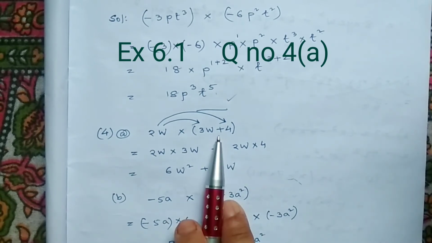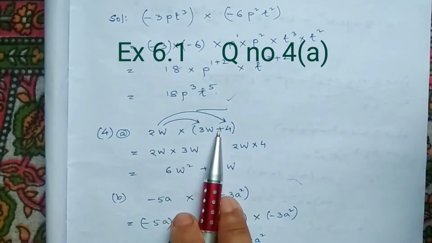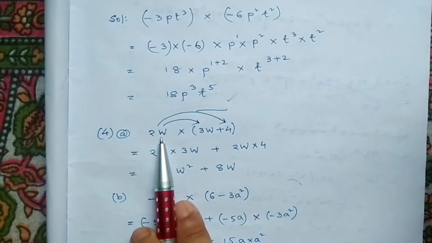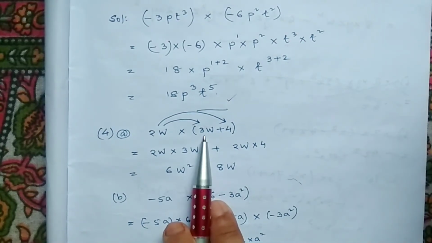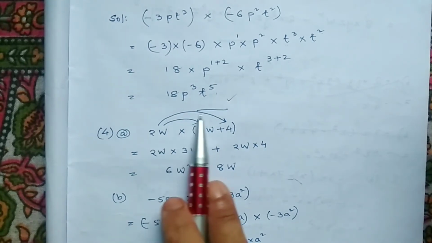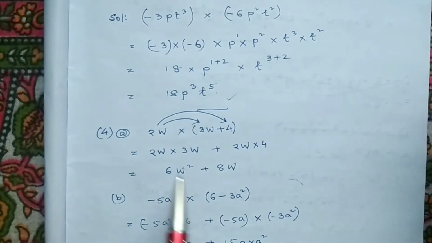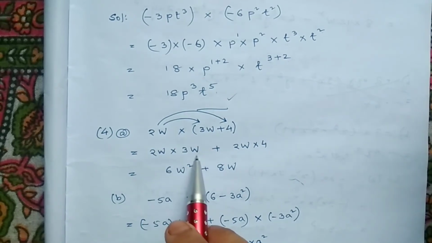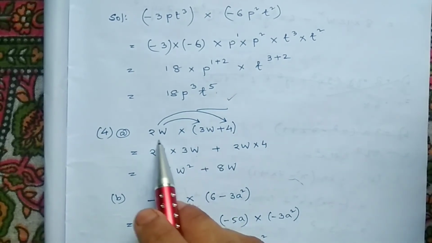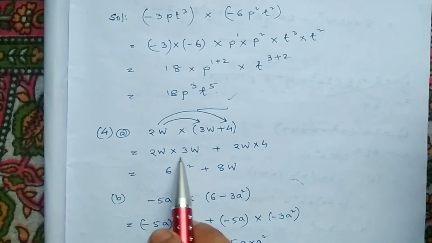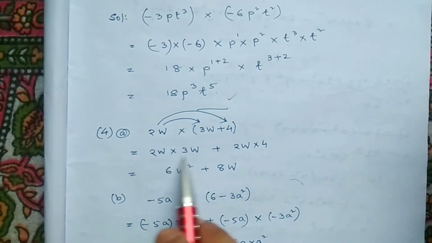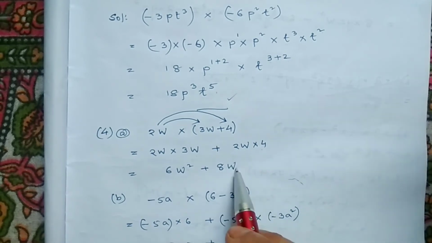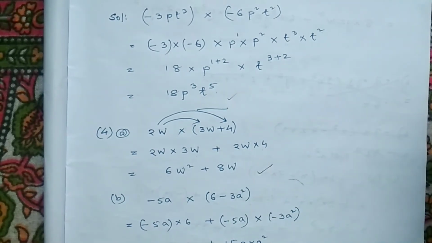So that's the question. If you want to multiply like this, what do we have to do? First of all, 2w is to be multiplied with 3w and 2w is to be multiplied with 4. Clear? So what I have done, 2w into 3w first plus 2w into 4. Here 3 2s are 6, w into w, w square, plus 4 2s are 8w. So that is your answer. Clear?